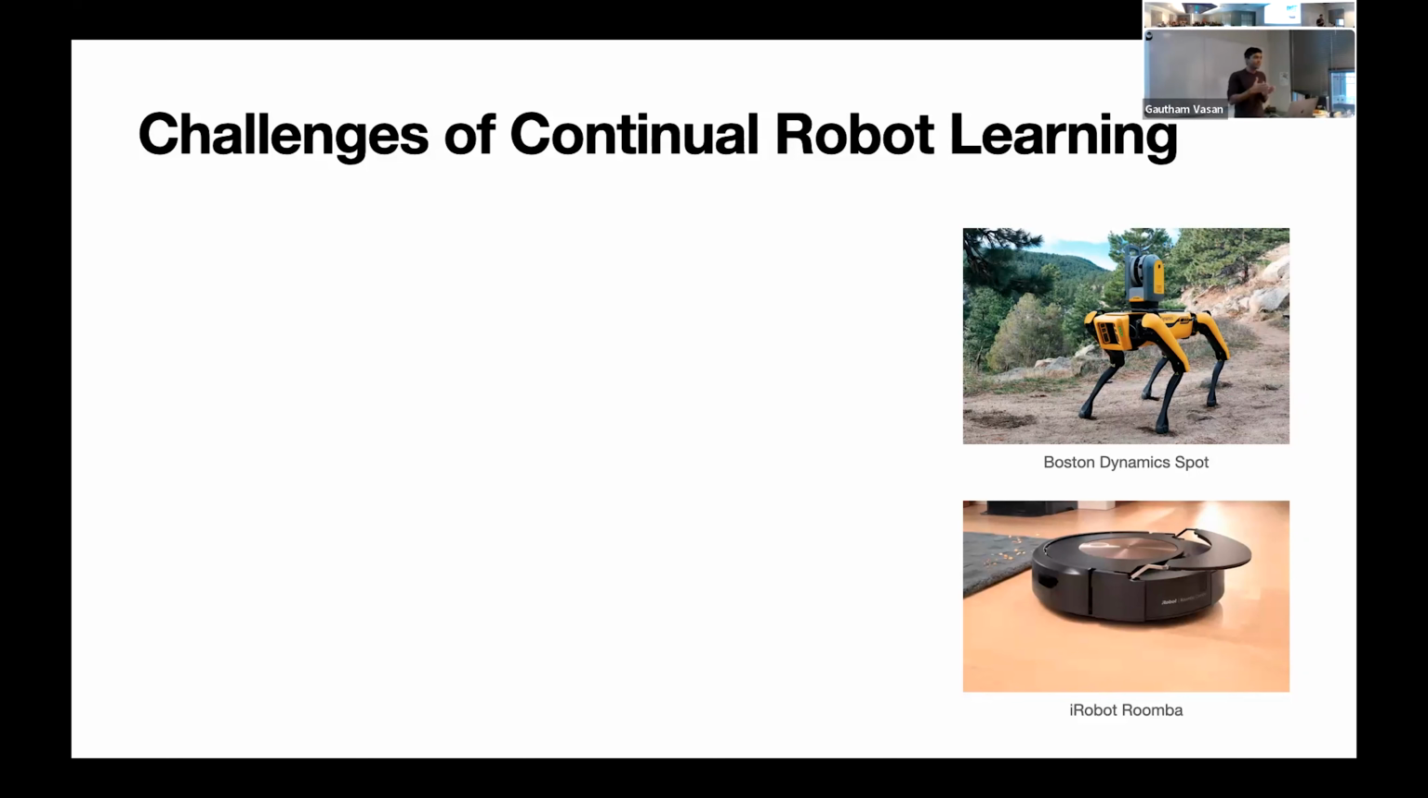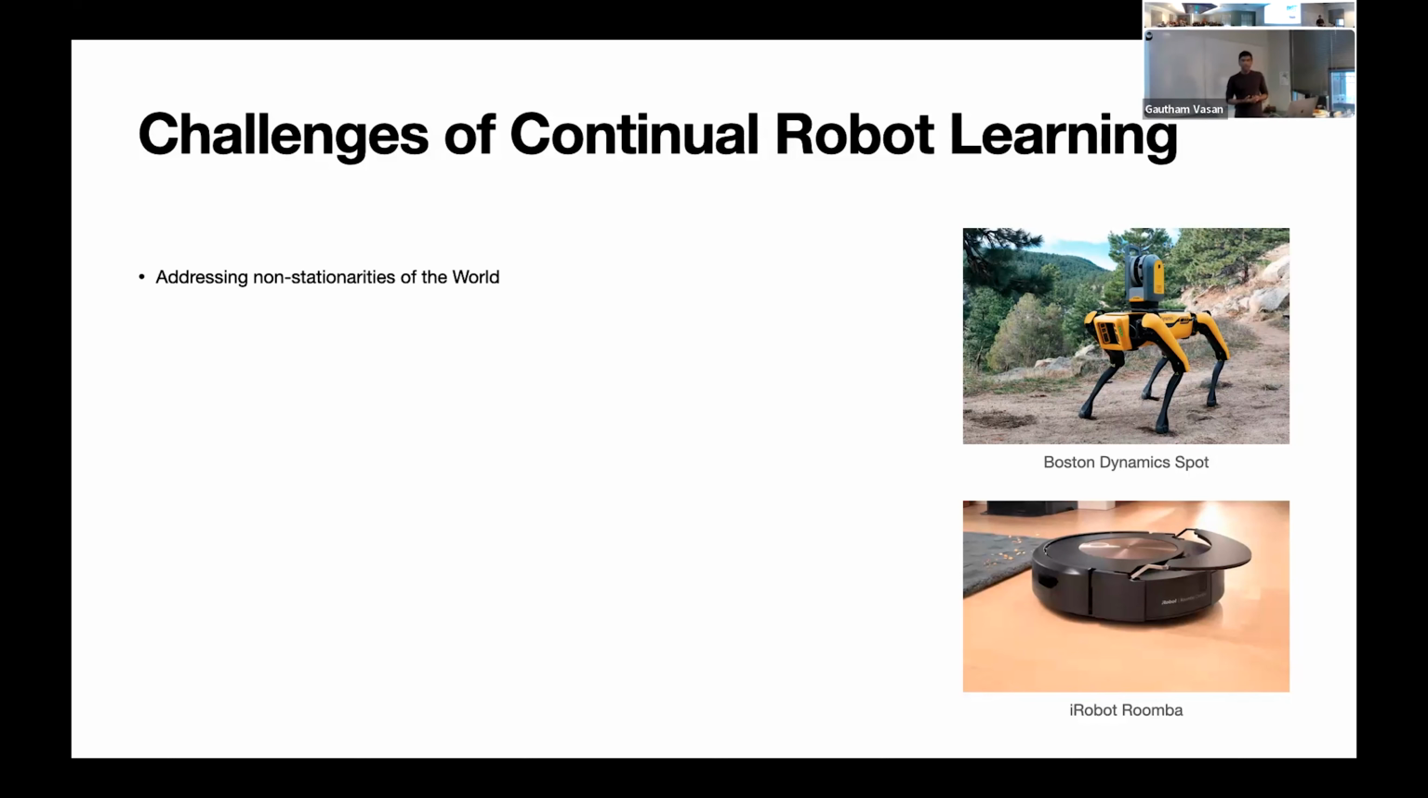They do exhibit some amount of intelligence. In the case of the Roomba, it's able to map its environment and then clean the house. The Boston Dynamics Robot Dog can do some things, but right now, there's a distinct training and deployment phase, after which the robot doesn't continue to learn. It doesn't keep improving over time. So ideally, we would want these robots to keep getting smarter over time. They just keep learning throughout their lifetime.